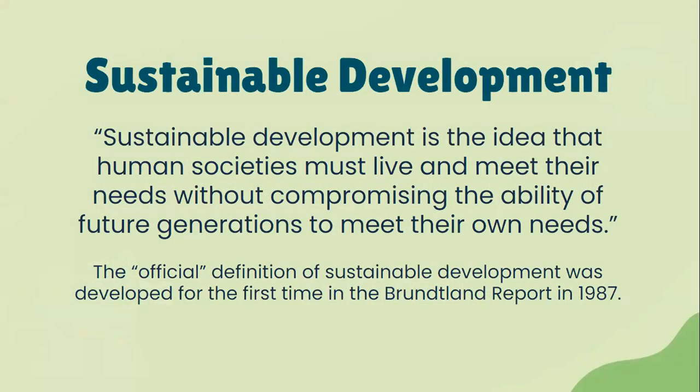So firstly, sustainable development, we want to define it. Sustainable development is the idea that human societies must live and meet their needs without compromising the ability of future generations to meet their own needs. The official definition of sustainable development was developed for the first time in the Brundtland Report in 1987.